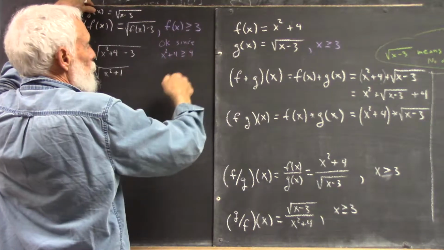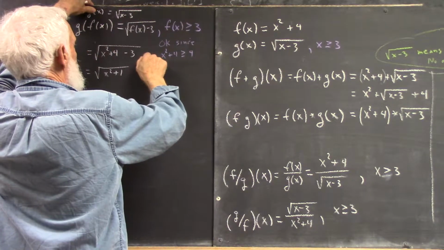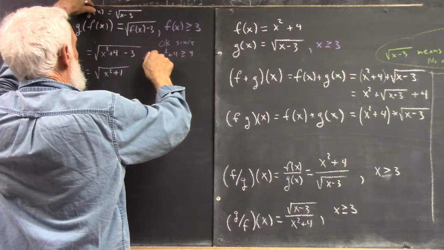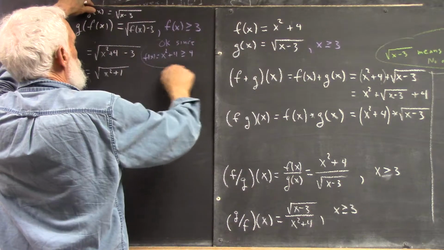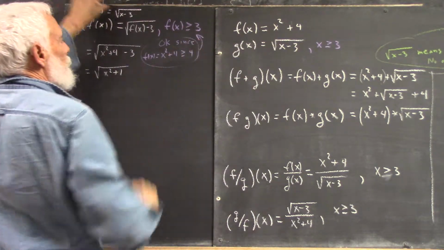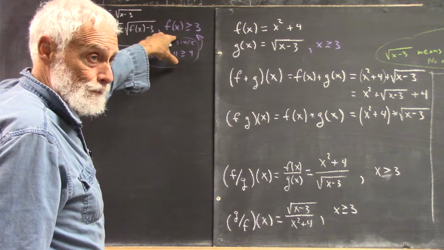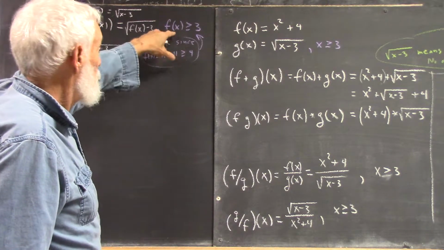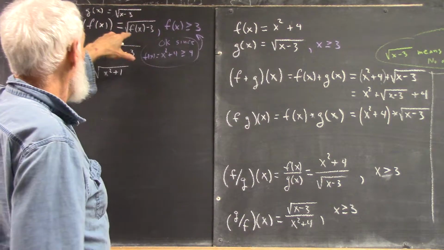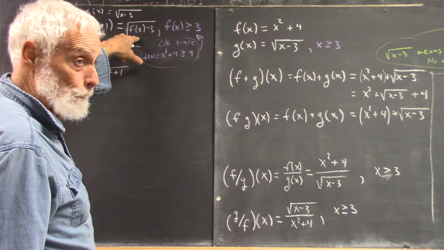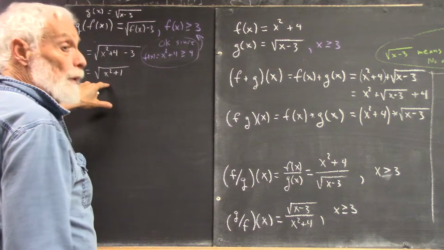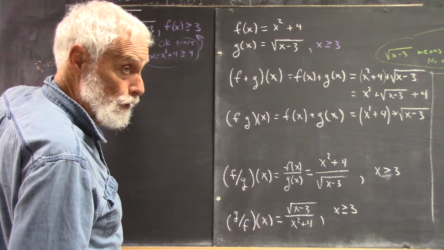Since x squared plus 4, which is f of x, is always greater than or equal to 4, we don't have a restriction. Any x will work because there's no x that makes f of x less than 3, right? Right. And it worked out that way anyhow. So there's no restriction on the domain.